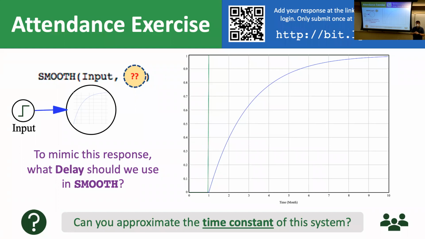Any thoughts? Remember, the hint is you take that magic percentage that I talked about and you ask, at what time does the system hit that magic percentage? So any guesses, roughly speaking, where the time constant of this system should be?